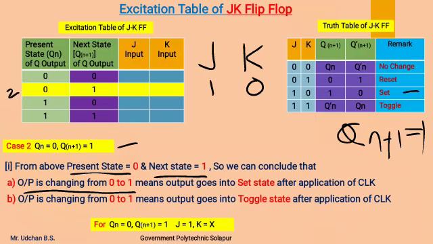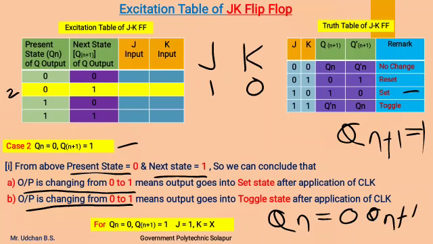After that, the second conclusion, we can say that output is changing from 0 to 1, means output is toggling, that is, it is inverted. Previously, before applying clock pulse, Qn was 0. After the application of clock pulse, Qn plus 1 becomes 1, means it gets toggled, it gets inverted. So we have to consider this toggle state also for the second conclusion, for which the value of j and k are 1, 1.